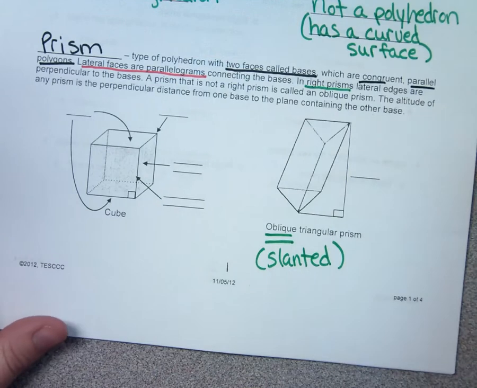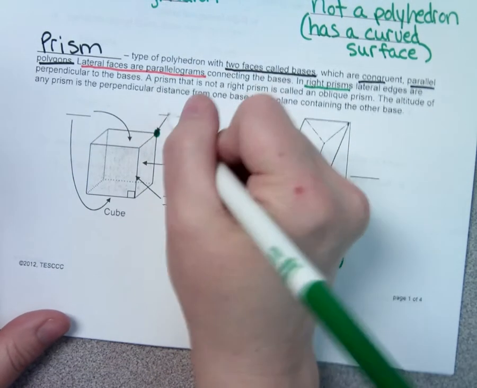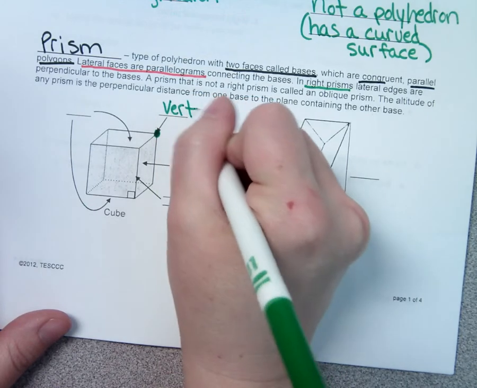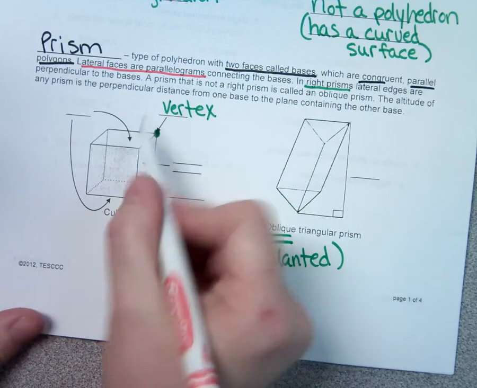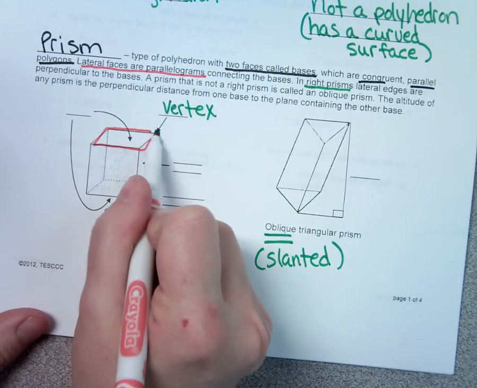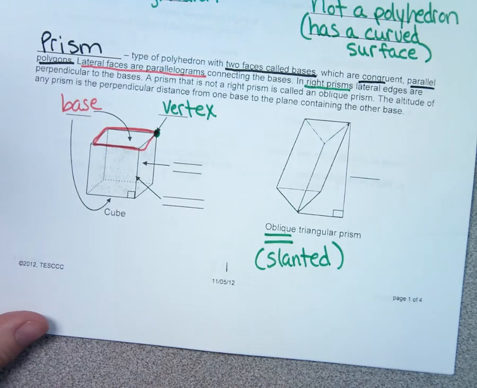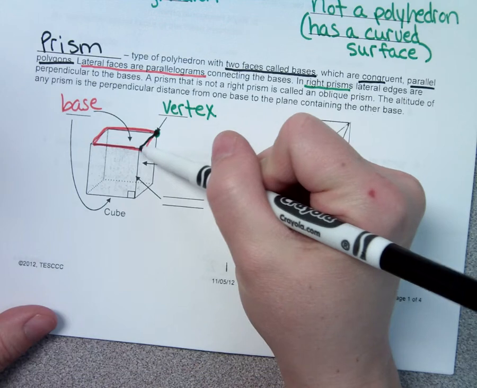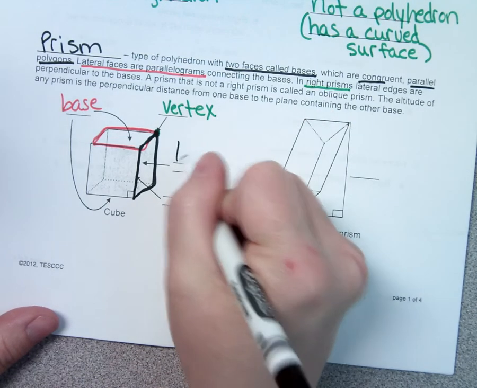Okay, so going through some of this vocabulary again. This guy right here, what would you call that? That is a vertex. It's where 2 edges come together, so that's a vertex. Okay, this right here, I'm going to call the base. Okay, this one that I'm coloring right now, lateral face, very nice.